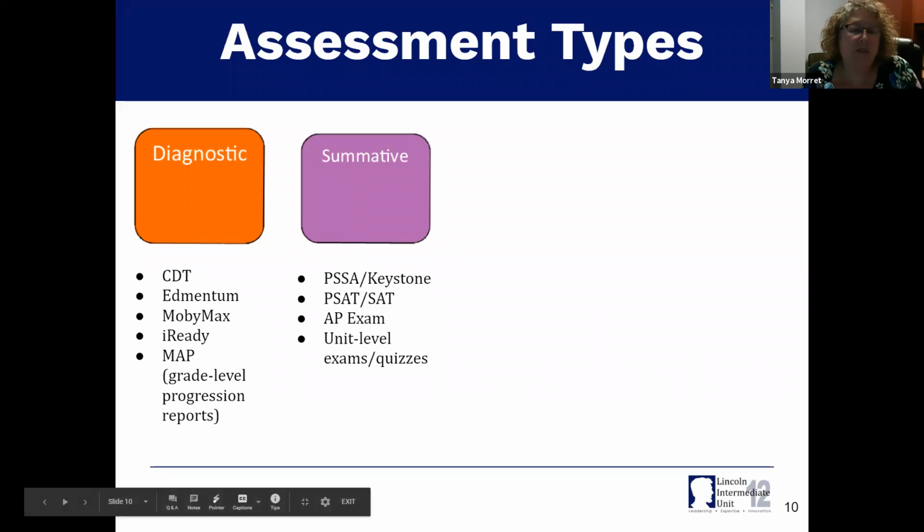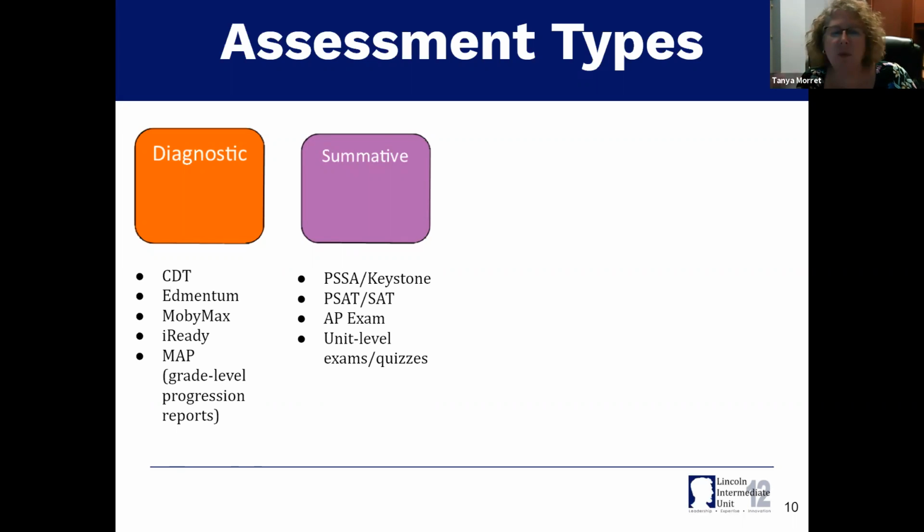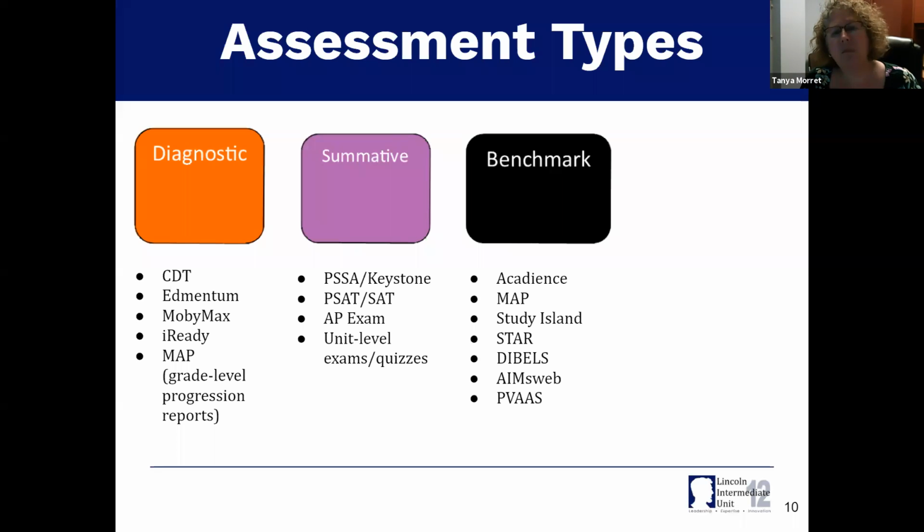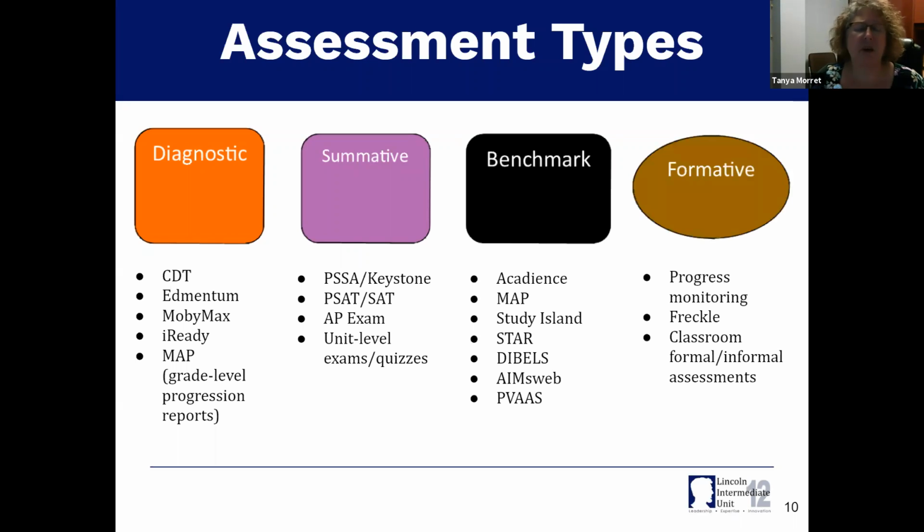Next, we have summative. Now, we don't have summative data from this past spring, but we have summative for our older students. We have summative data from 2 years ago. We may also have summative data from some of the last units that we did before the COVID closure. And the same goes for benchmark and formative assessments, right?